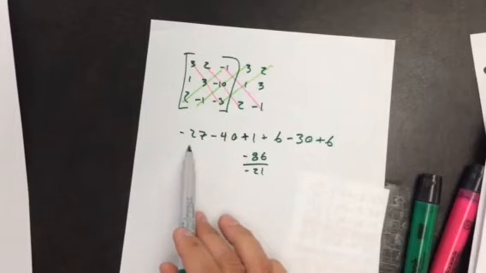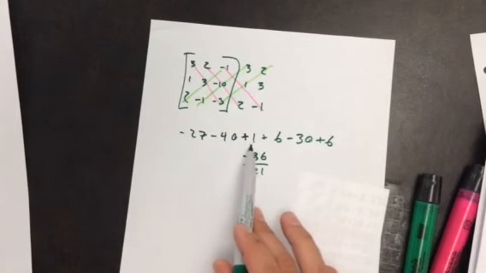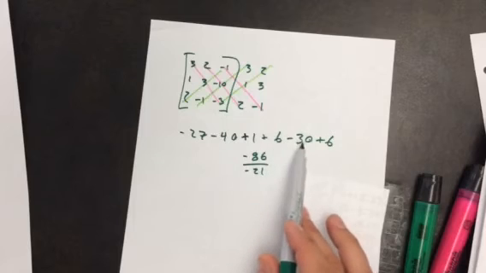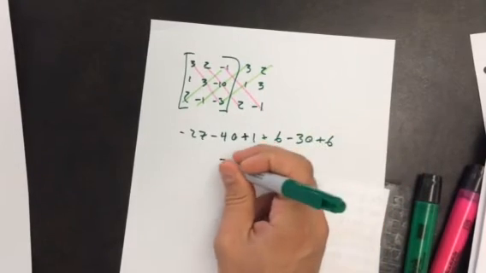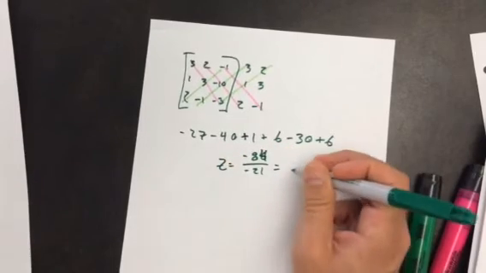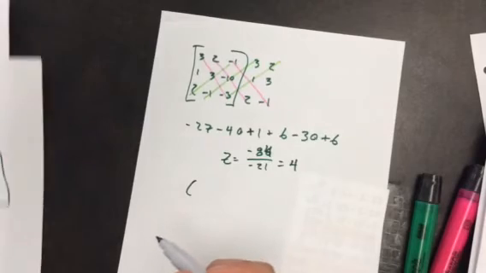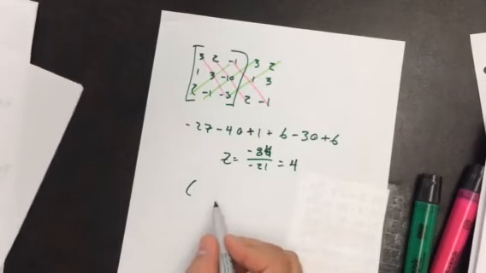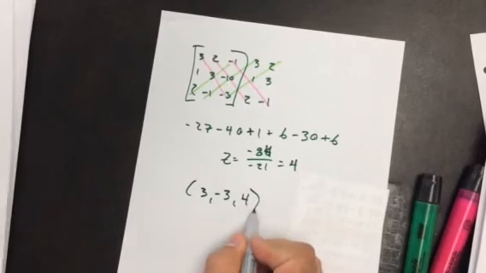Okay, so that gives me -27, -67, -66, -60, -90, -84. That makes more sense, which equals 4. So our final answer is our x was 3, our y was -3, and our z was 4.